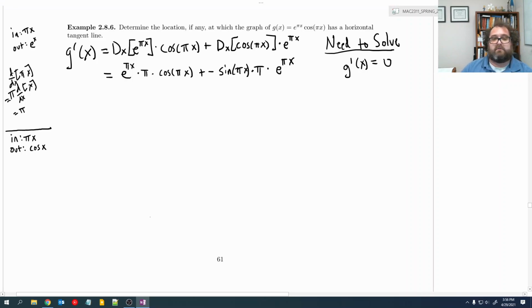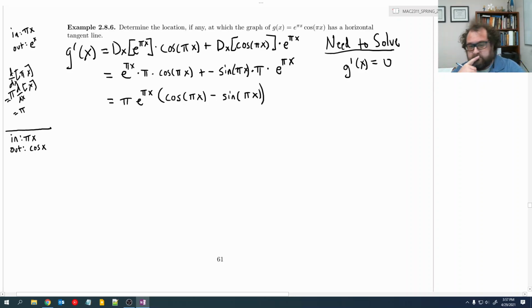There's g prime. We could factor it a little bit, since we're going to have to do that anyway in just a sec. What do both terms have in common? They both have a pi, and they both have an e to the pi x. So we can factor out a pi, and we can factor out an e to the pi x, leaving us with cosine pi x plus a minus, so minus sine pi x. There we go. Cool.